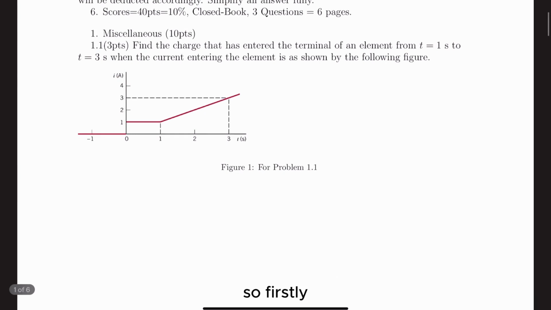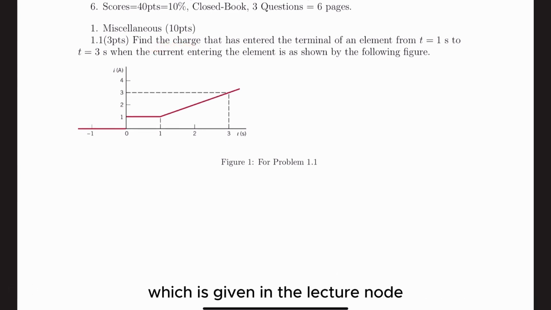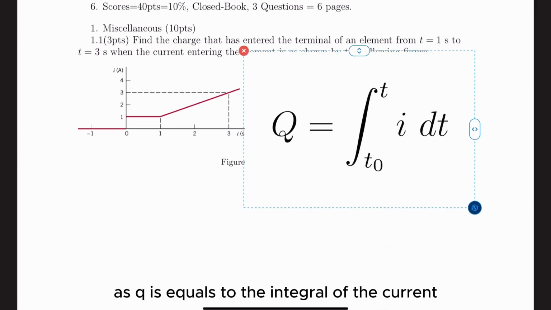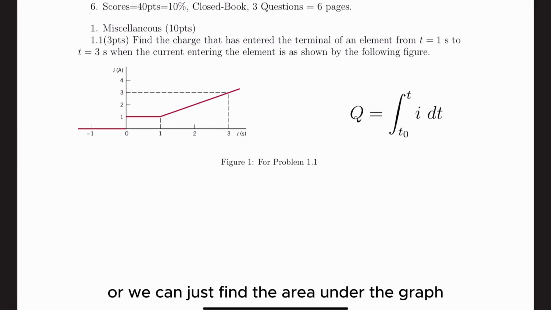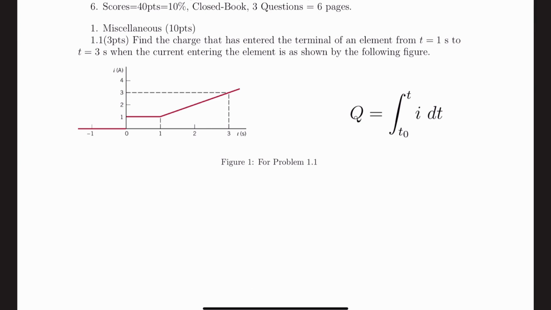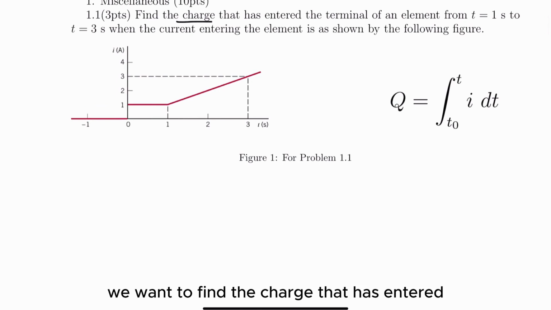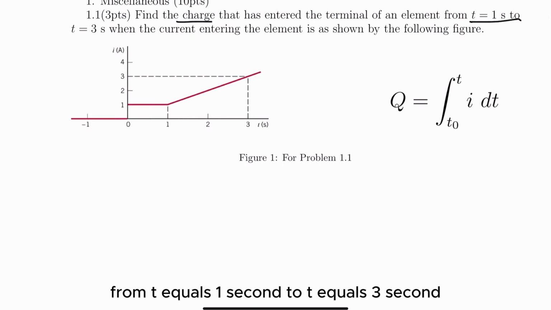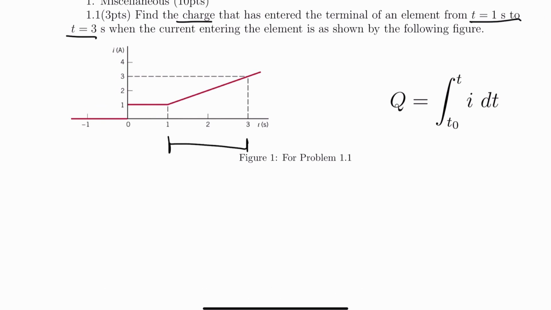Firstly, we should know the formula for finding the charge, which is given in the lecture note as Q is equal to the integral of the current with respect to time. Therefore, we have to find the integral, or we can just find the area under the graph. So in this case, we want to find the charge that has entered from t equals 1 second to t equals 3 seconds. So that would lead to finding the area under the graph for this section.